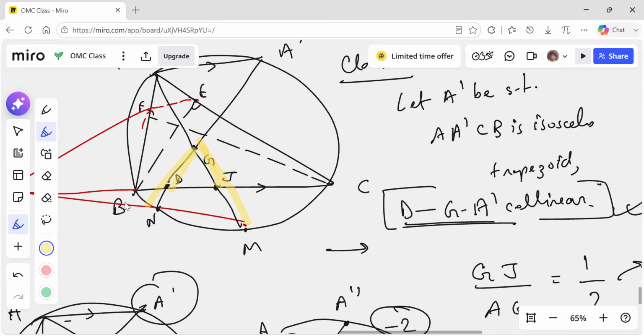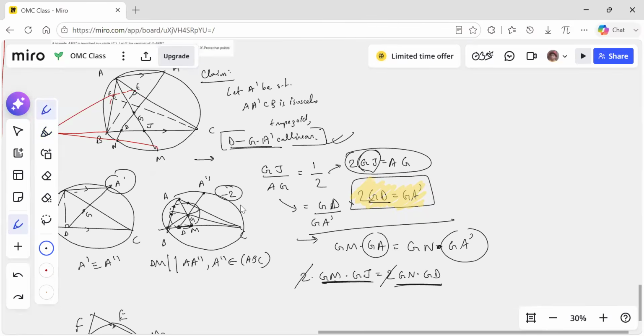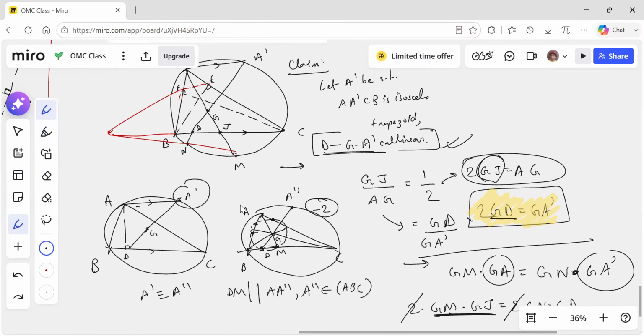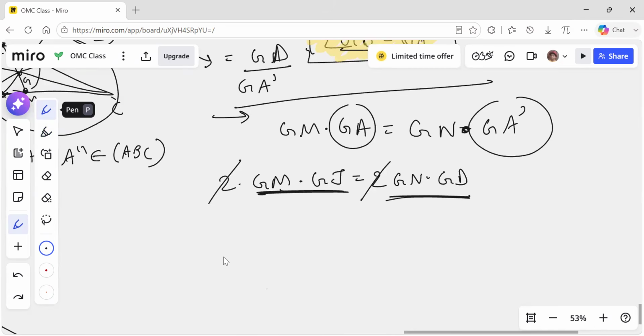So, what does this mean from the converse of that? Okay, hello guys, wake up. Okay, fine. Yes, I'm getting yes in the chat. So this basically tells me that DJMN is cyclic.